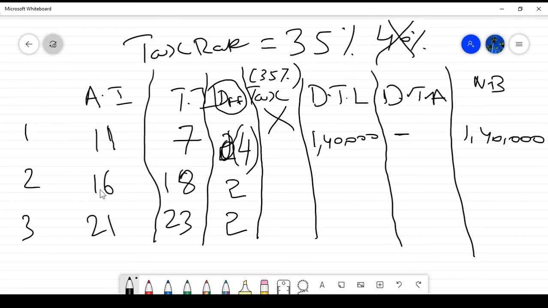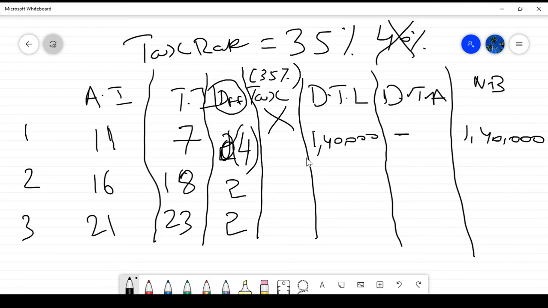Second year accounting income, how much? 16 lakhs. Taxable income, how much? 18 lakhs. Am I paying more or less? I am going to pay more tax in the second year, because of some income tax reason.